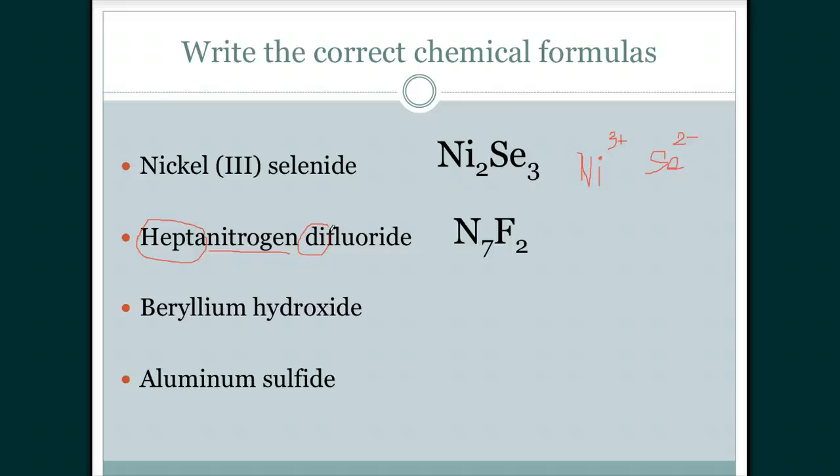Beryllium hydroxide. Hydroxide is OH, and it has a charge of negative 1. Beryllium has a charge of positive 2, so therefore we need 2 hydroxide ions to balance this out. And then aluminum sulfide. Aluminum has a positive charge of 3. Sulfur has a negative charge of 2, and again they balance each other out, and we end up with aluminum 2 sulfide 3.